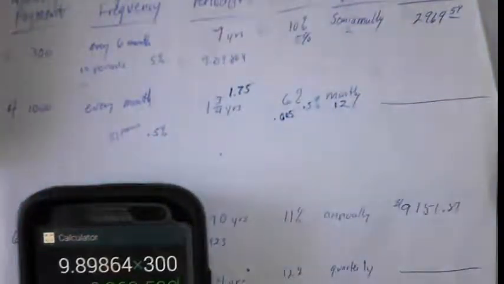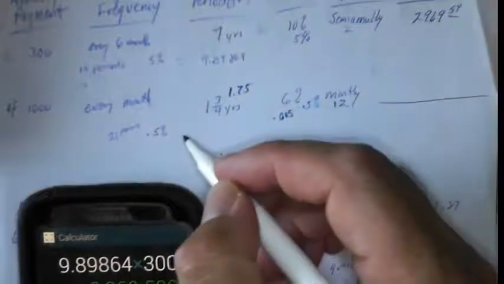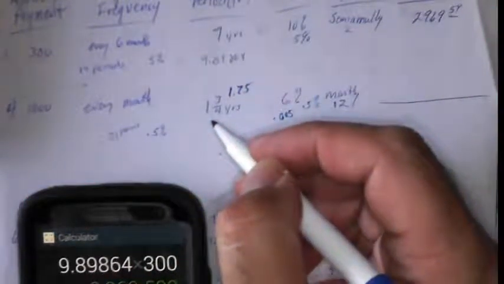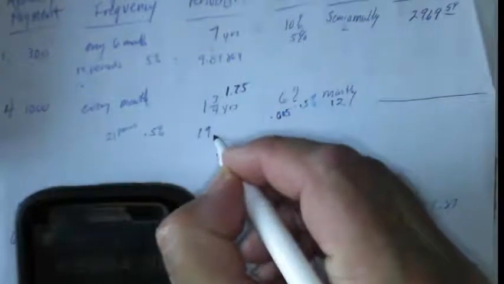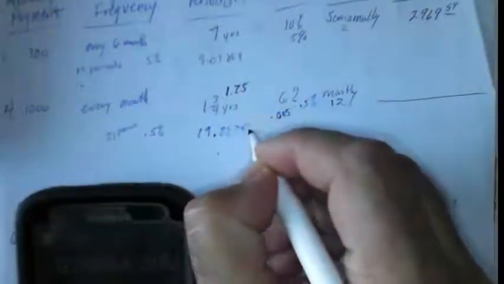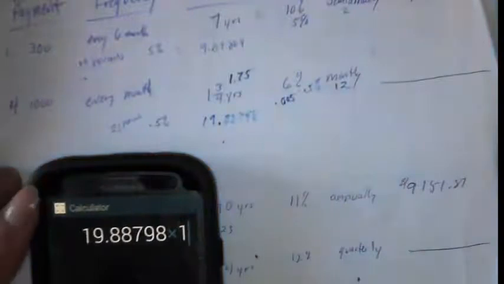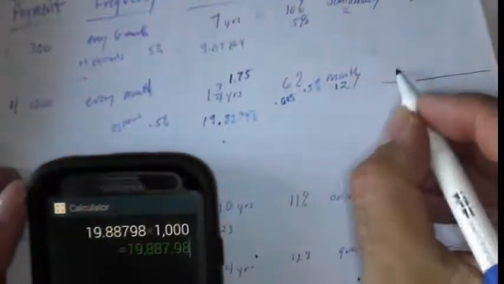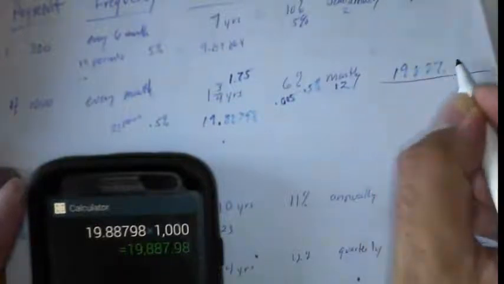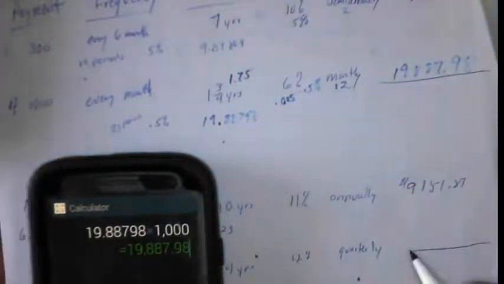So when we look that up on our chart, for 21 periods at 0.5%, we get 19.88798. All we have to do then is plug in our number times our initial amount. So again, it's pretty straightforward. So let's do a couple with the annuities due.